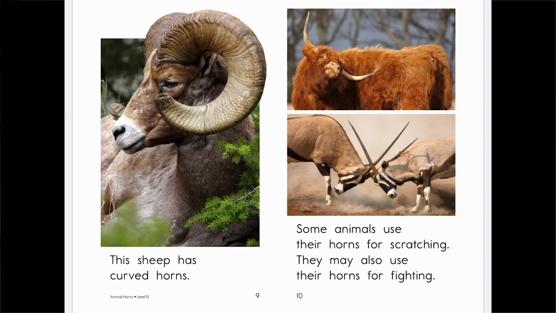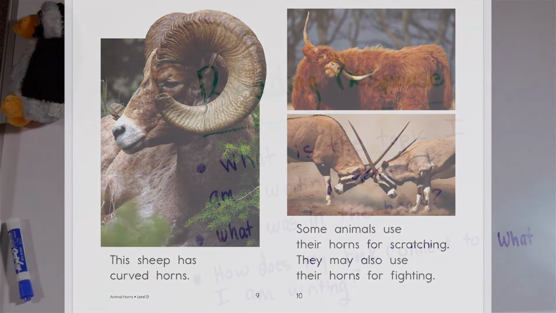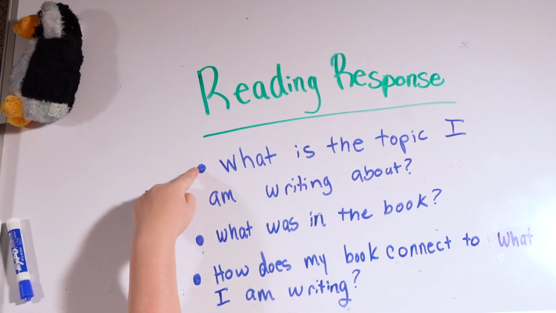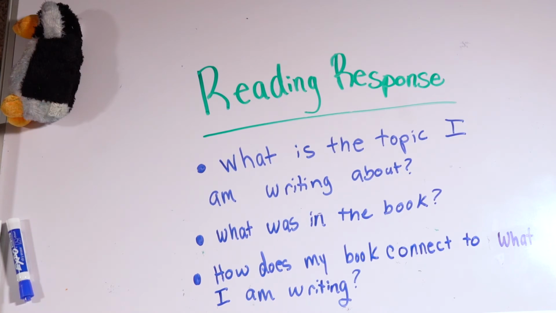All right, so in our book today, we're learning about different animals with different types of horns. So the topic that we are writing about today, think about what our book was about. It was about animals with horns, so that's what you're going to write about today. You're going to pick 2 animals from the book, and you're going to talk about what they use their horns for. How is it the same and how is it different?